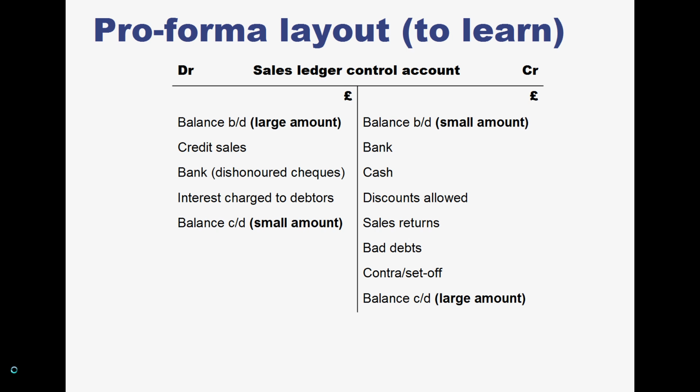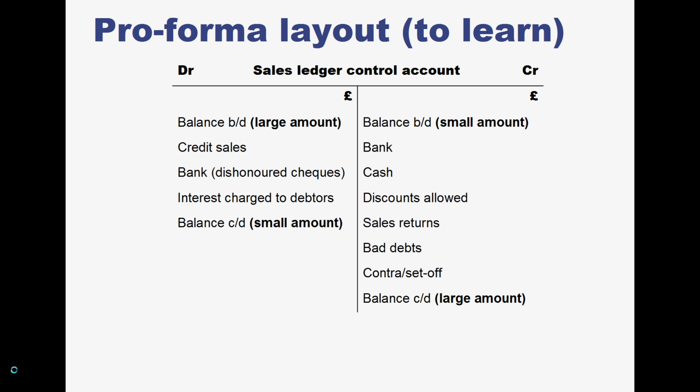This is the sales ledger, so we have to remember and recall that we're thinking of debtors when we think of sales ledger, credit sales, so just debtors. So any existing debtors at the start of this period would be the balance BD on the debit side, the large amount. We do have on the credit side the balance BD for a small amount, which I'll mention shortly. Let's just focus on the debit side first. With existing debtors at the top, balance BD, that's the large amount. We've got credit sales. We've got bank in terms of dishonoured checks, and we've got interest charged to debtors.